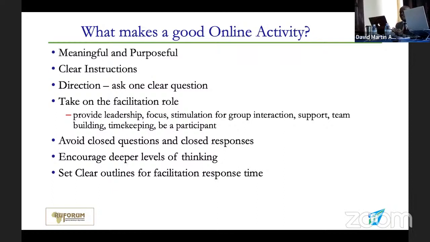We need to be able to set clear outlines for facilitation response time. We don't encourage facilitation forever. If we need students to be able to respond within a given schedule, let's stick to that. And sometimes people even become tougher and say, if you don't, you lose marks, and things of that kind. All are geared to supporting this sort of learning to effectively be done online.